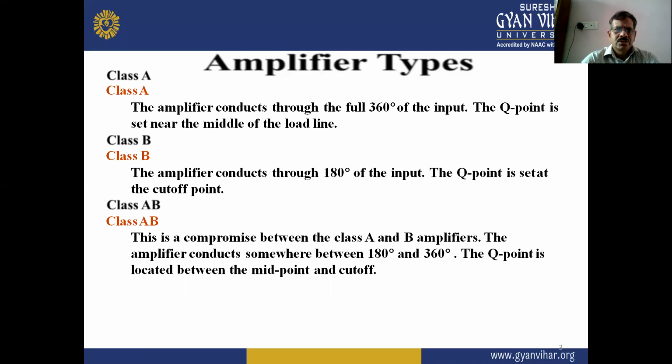Amplifier types. There are different types of power amplifiers. First is the class A power amplifier. In a class A amplifier, the amplifier conducts through the full 360 degrees of the input. The Q point is set near the middle of the load line. Second is the class B power amplifier. In class B, it conducts through 180 degrees of the input, so the Q point is set at the cutoff point.